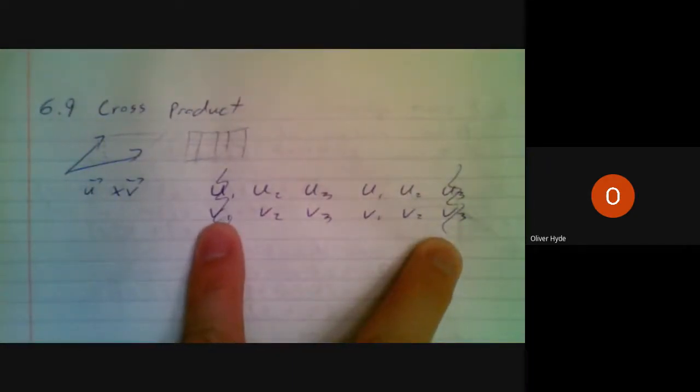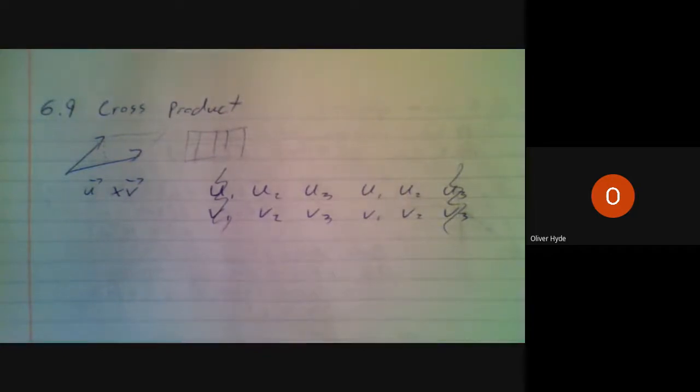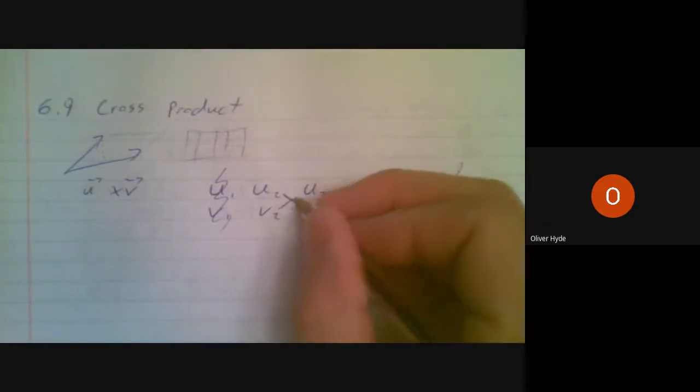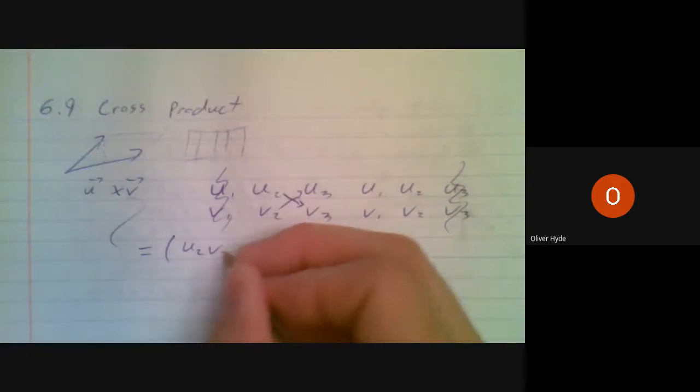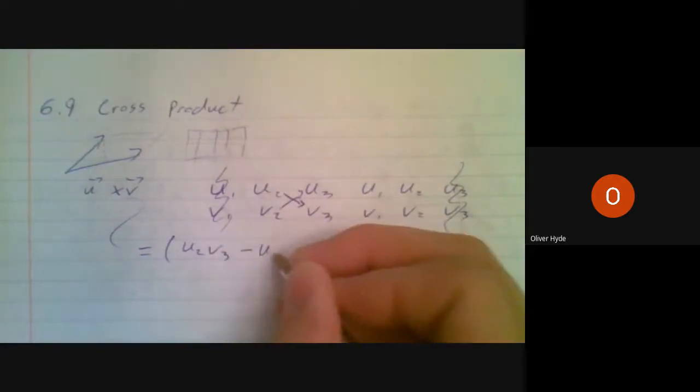Bad news is we've wasted 2/3 of our time here, because the next thing you want to do is cross out these outside columns. Okay? And then to get your components, you multiply diagonally and then subtract by this product. So my first component of u cross v is going to be u2 multiplied by v3, and then I will subtract u3 multiplied by v2.